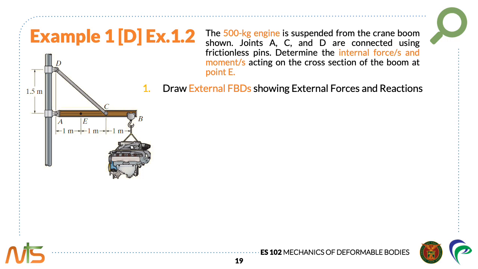Following the steps for analysis, we first draw the external FBDs showing external forces and reactions. So in this example, it is helpful to dismember the crane. An FBD is drawn for each of its component parts, therefore showing the external forces from the point of view of each component part. So first, we have bar CD. It should be noted that by inspection, member CD is a straight two-force body.